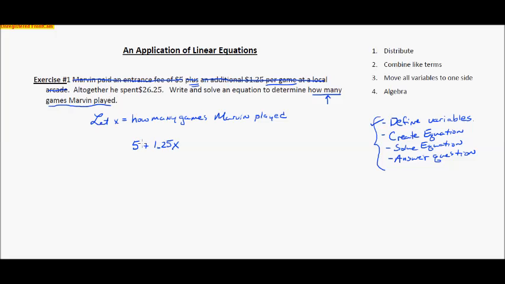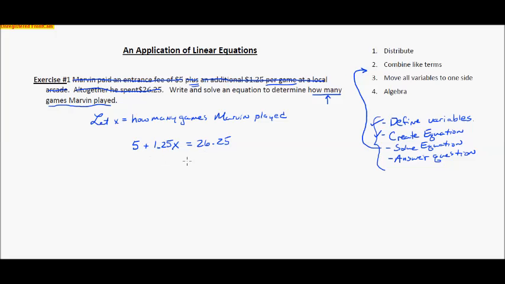Altogether, that means I would add these things. Well, look, I've already added them together. Altogether, he spent $26.25. So there, I used that part of the writing as well, and you can see I used everything. So I've created my equation. Now I just need to solve my equation. That's where we go back to our list up here.